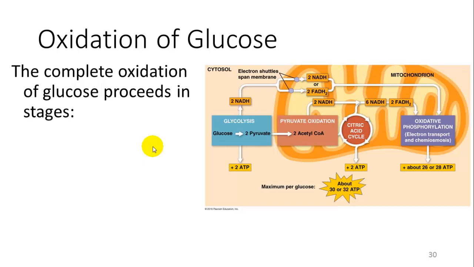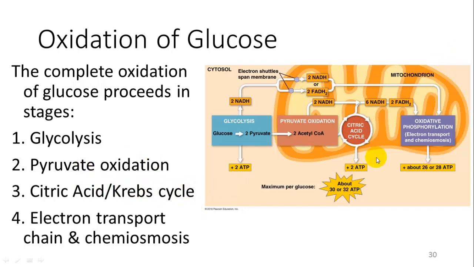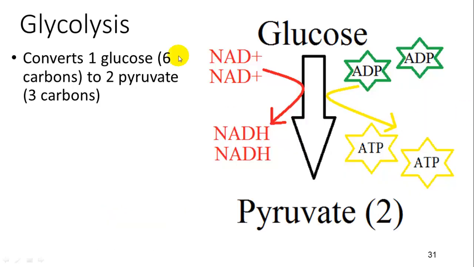Okay, there's 4 steps. The first step is glycolysis. The second step is pyruvate oxidation. The third step is the Krebs cycle or the citric acid cycle, and I'll use those interchangeably. And then the last step is electron transport chain and chemiosmosis or oxidative phosphorylation. All right, so let's start with glycolysis. This converts one glucose into 2 pyruvate molecules. And we're just going to go through the basics. When you get to biochemistry, you're going to talk about all the different enzymes and intermediates between these. But we're just going to talk about the beginning and end products.